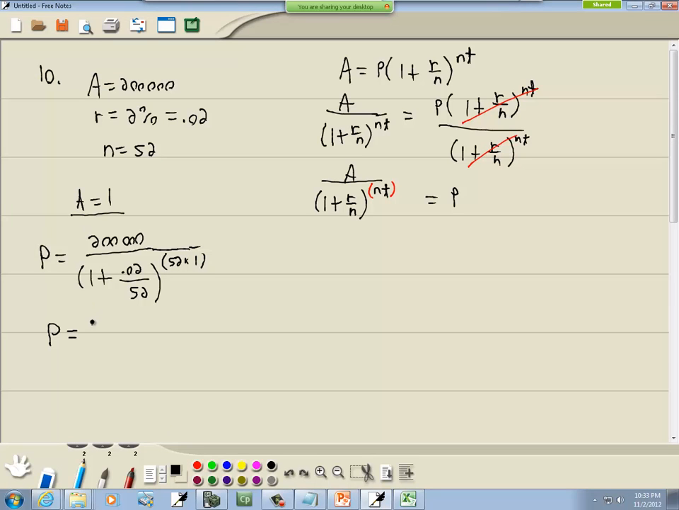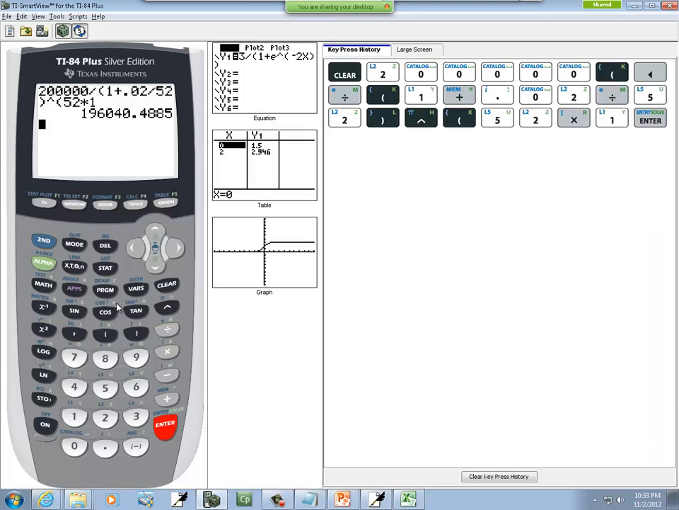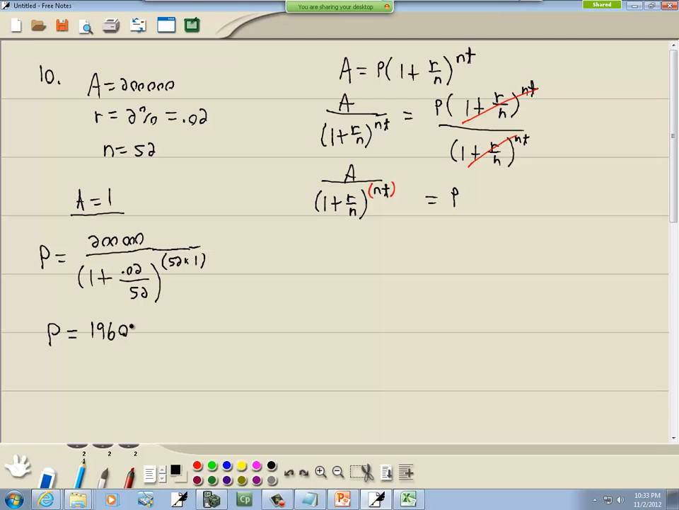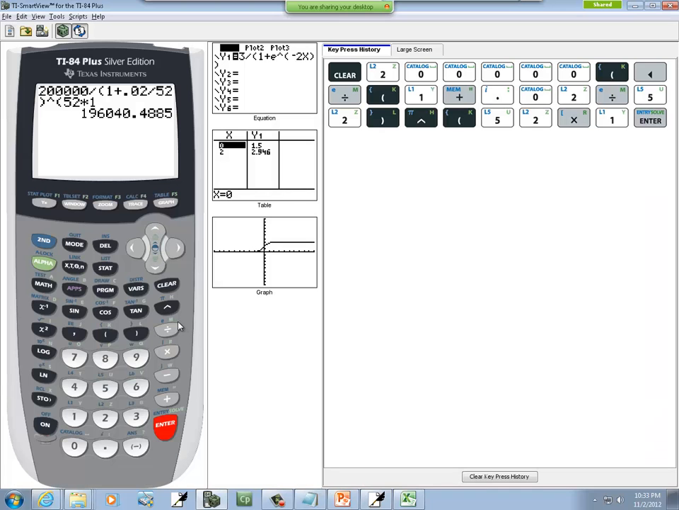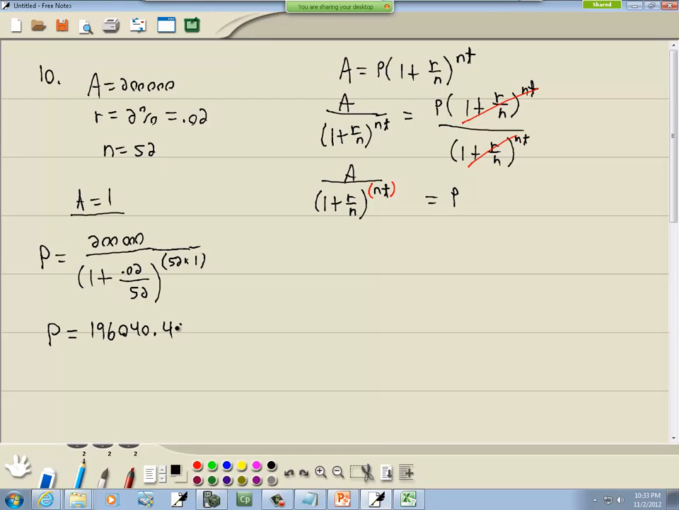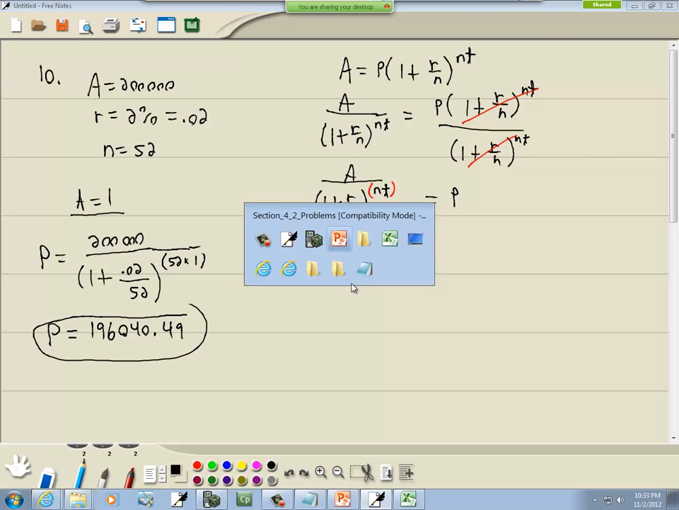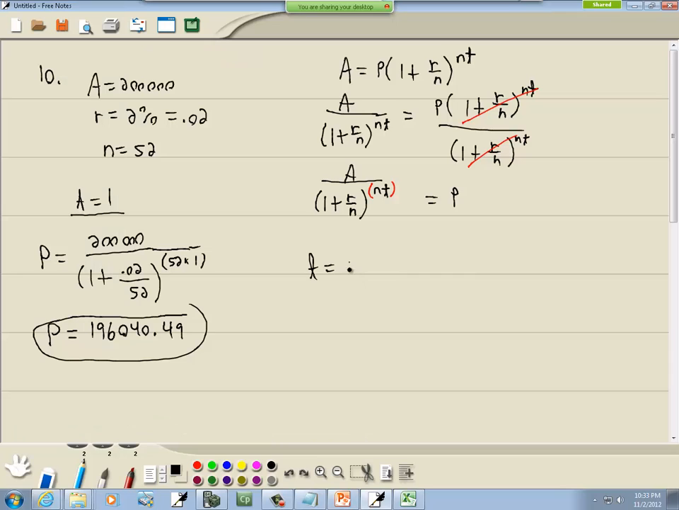So this gives us 196,040.49. Okay, let's do one more and then I'll go over to Excel. It's pretty easy on the calculator, but then I'll still do it in Excel. I think anybody going into business should be good at Excel.